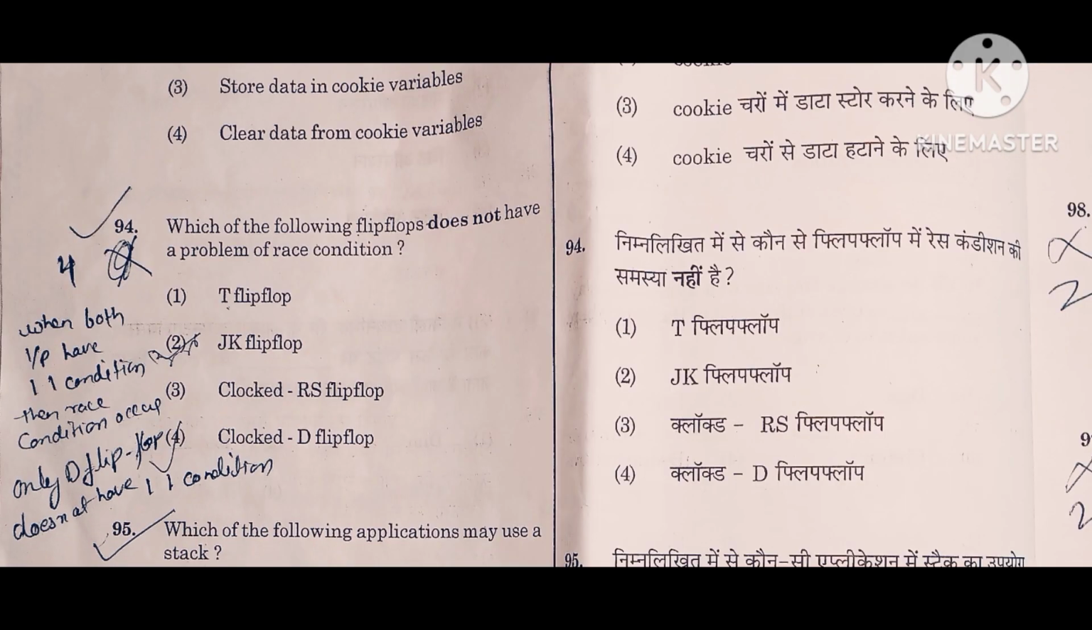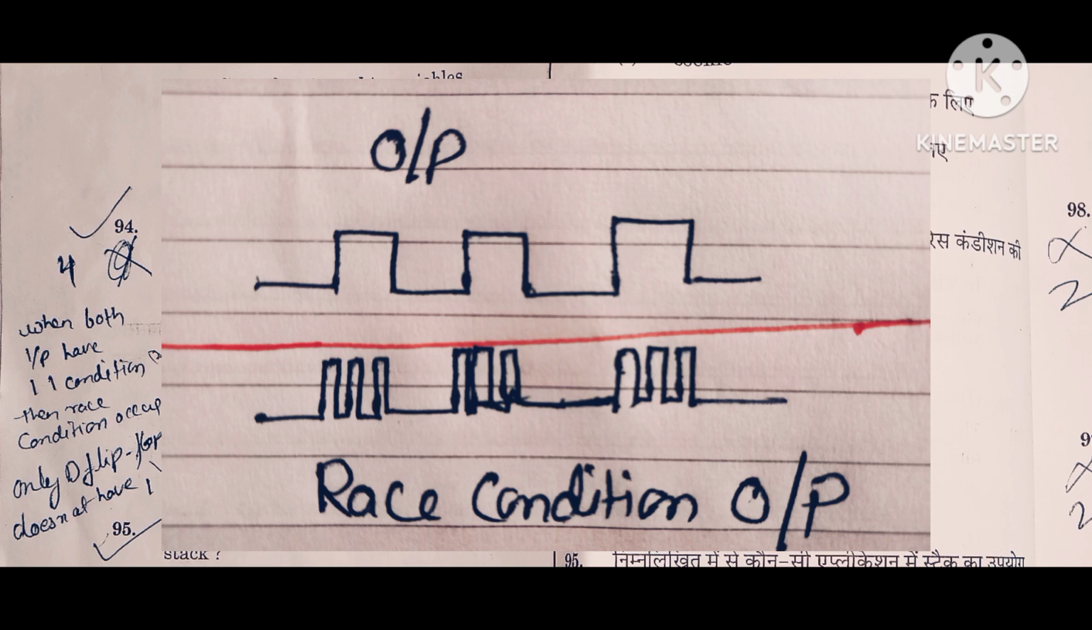Question is, which of the following flip-flop does not have a problem of a race condition? Options are T flip-flop, JK flip-flop, clocked RS flip-flop, clocked D flip-flop. Okay, so first we have to understand what is a race condition. So when output toggles so frequently that it looks unstable or uncertain. You see in figure that normal output is in above and race condition output shown in below figure.